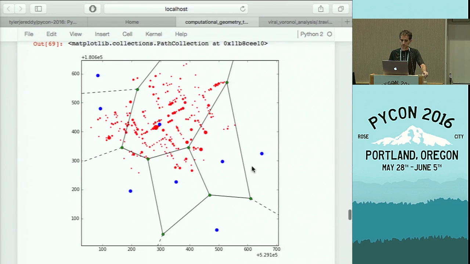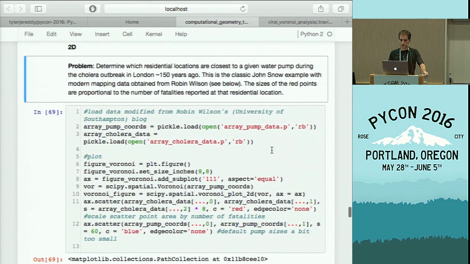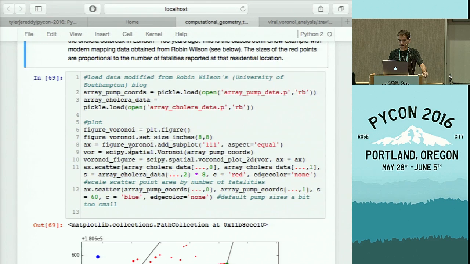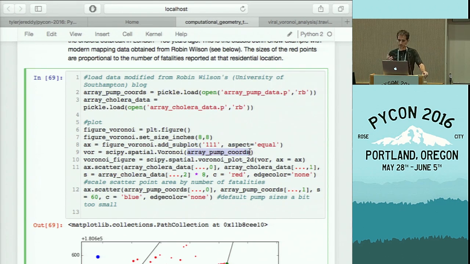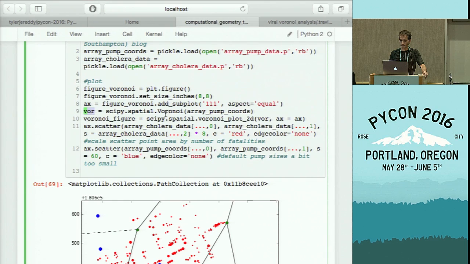And so we can basically use these input water pumps. These are the generators, the input data points for our data set. We feed to scipy.spatial.Voronoi the array of the pump coordinates right here. Just feed that in. And once again, we get this object, which is an instance of the scipy.spatial.Voronoi class.